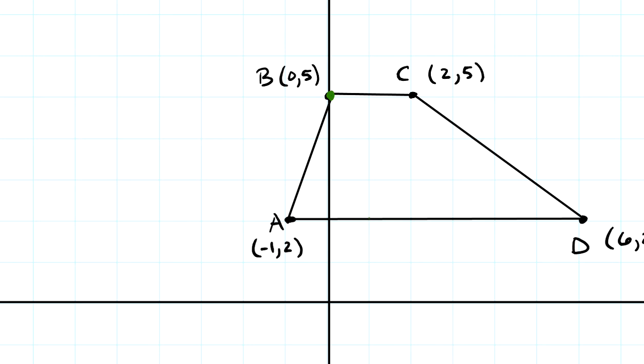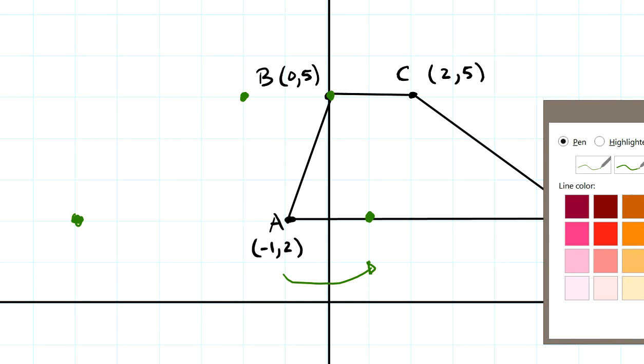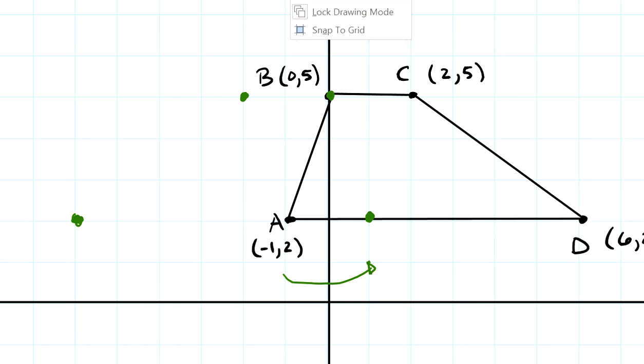Let's see, A is going to go to this location. So when I reflect it across y, it'll move over. D is going to be way over at negative 6, positive 2. So 1, 2, 3, 4, 5, 6. This is negative 6, 2. And C is going to be at negative 2, 5. So when I look at those, let me grab the green color pen and the line segment tool.